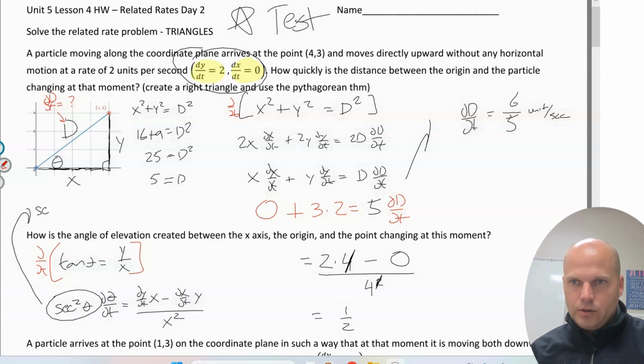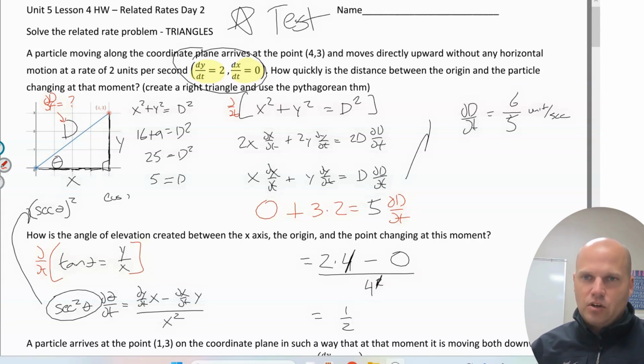Many people are like, I don't know how to do that, but it's not that bad. It's just the secant of theta squared. The secant of theta is the reciprocal of the cosine of theta. What's the cosine of theta? Well, the cosine of theta is just x over d. So the cosine of theta in this situation is this x coordinate, which was 4, over the d. We found the d was 5. So cosine of theta is 4/5, which means the secant of theta is 5/4, which means the secant squared theta is 5/4 squared, or 25/16. Don't forget your d theta dt.